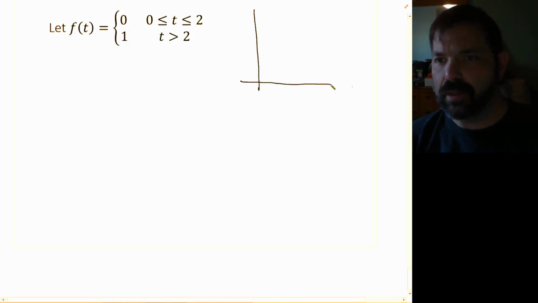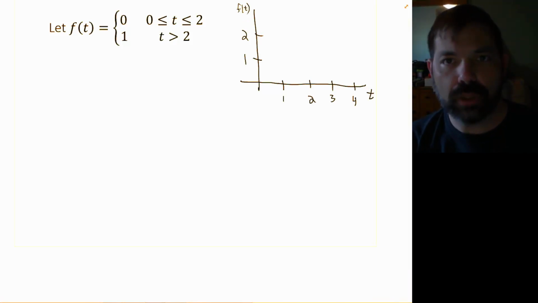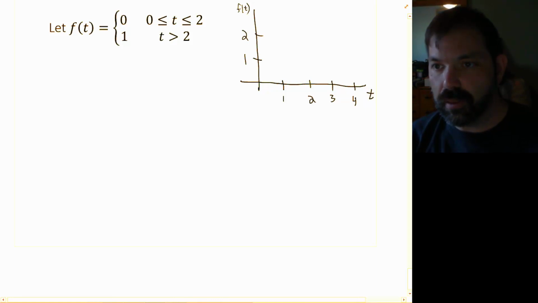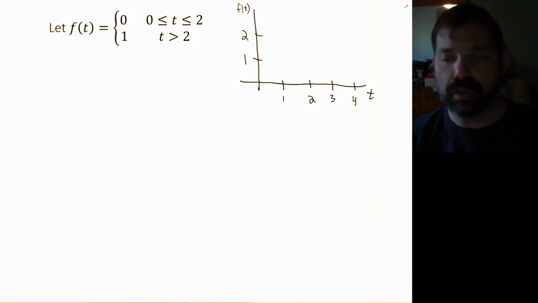So if there's my axes, and here's the t-axis, and so here's 1, and here's 2, and here's 3, and 4 on the t-axis, and here's 1, and here's 2 on the f of t axis. And I'll draw the function in this blue highlighter. The function is 0 as long as t is between 0 and 2, so it might look something like this. There it's 0, but then at 2 it jumps to 1 and then continues on to the right. So here's that function, and we've got to find the Laplace transform of this function.